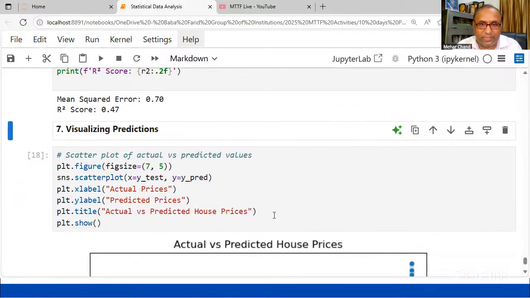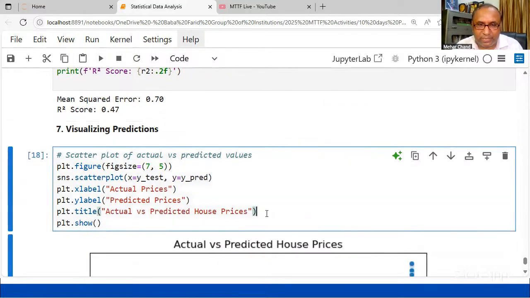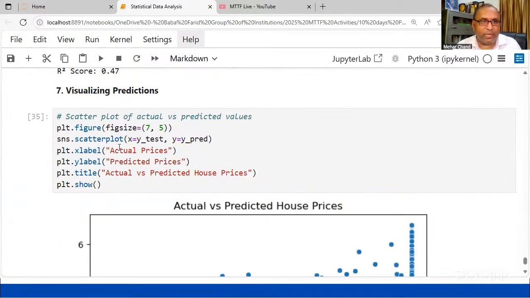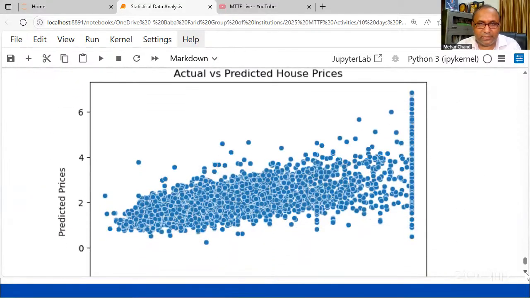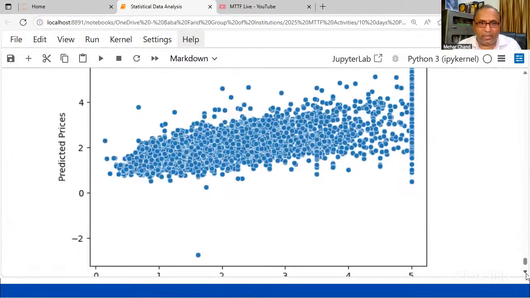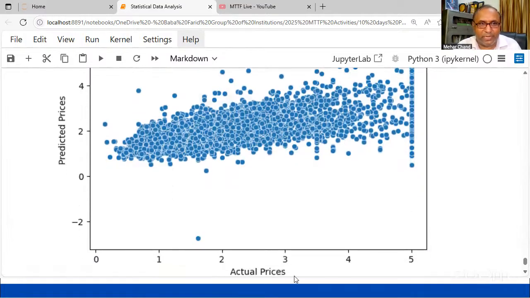This is the last step here. Shift and enter. Okay, so fit size, X test, Y test, and when you visualize, you can see in this image that on the horizontal axis we have the actual price, and on the vertical axis we have the predicted price. So it looks like this.